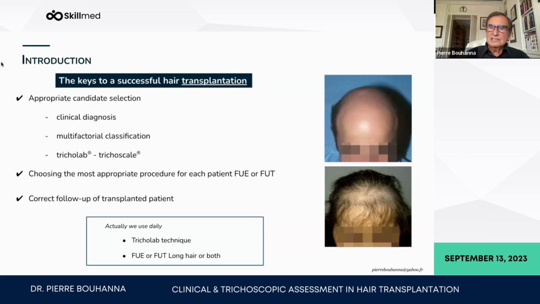I insist that you have to handle both techniques, because if you do only one procedure, it is like having only one hand. The best is to have two hands and to use them. So for the indication, you will have a more appropriate choice if you learn both techniques.